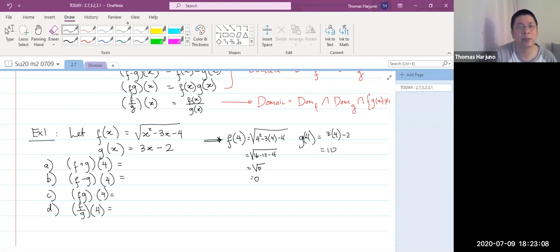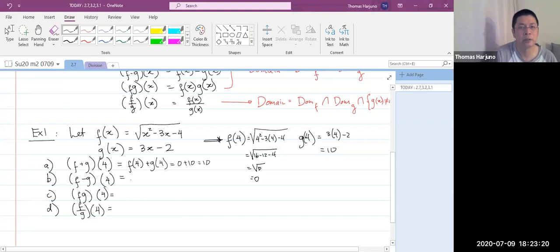Okay, so if we have a specific number, we can add them one by one. f(4) plus g(4) is 0 plus 10, which equals 10. f minus g at 4 is f(4) minus g(4), that's 0 minus 10, negative 10. fg at 4 is f(4) times g(4), that's 0 times 10, which is 0. And f over g at 4 is f(4) divided by g(4), that's 0 over 10, still 0.